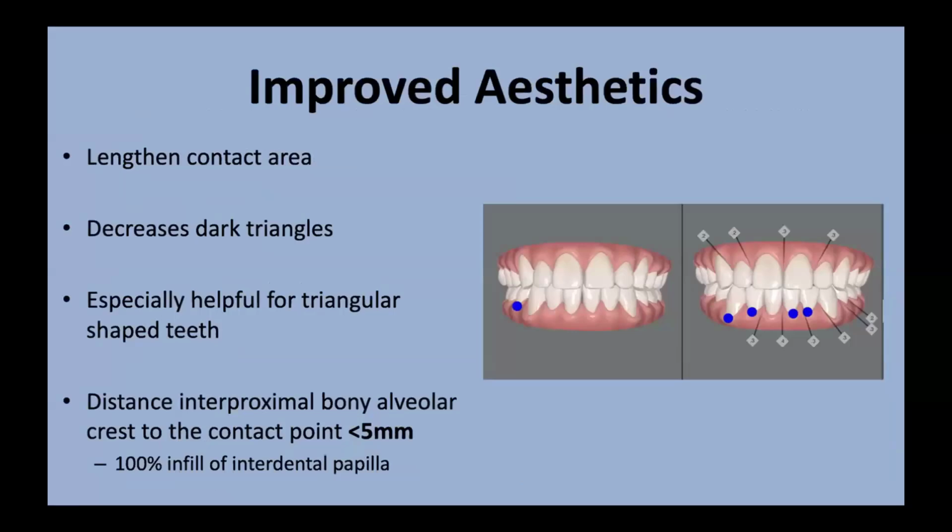Another indication is improved aesthetics. This is what drives most of us here. If we lengthen and broaden that contact point, we can bring that papilla downward, and this can decrease our dark triangles. If you sound the bone and you have the distance between the bony alveolar crest and the contact point, and you create that distance to be less than 5 millimeters, that papilla will fill in. So those poppy seed spaces or those dark triangles between the teeth will go away.